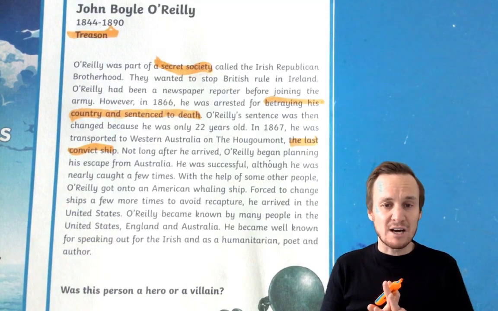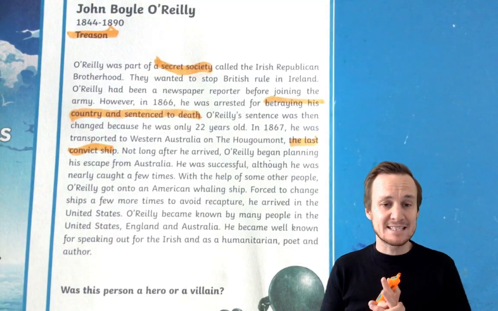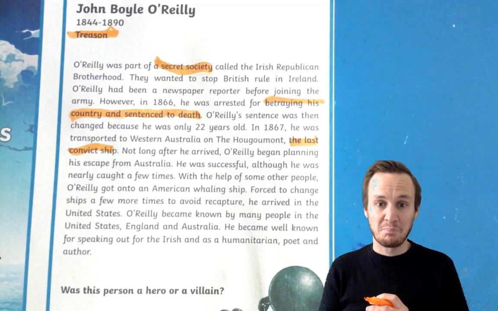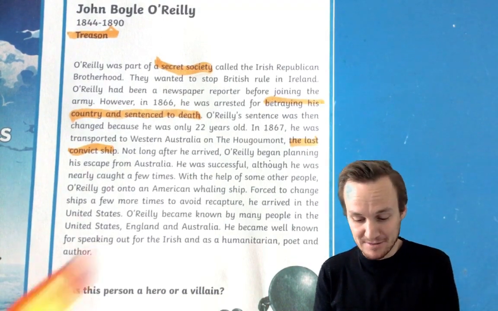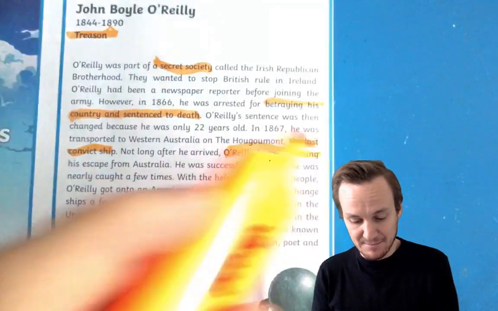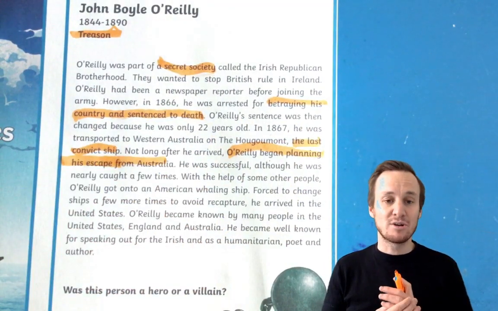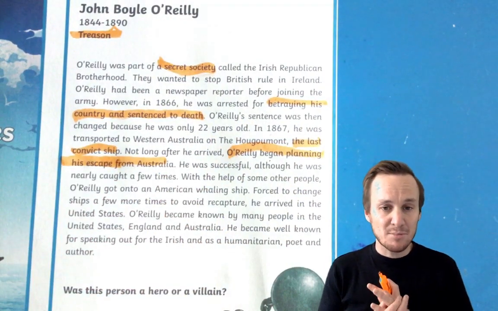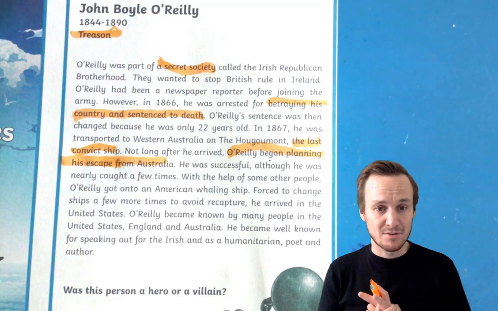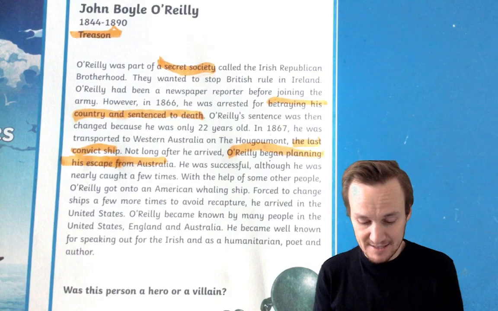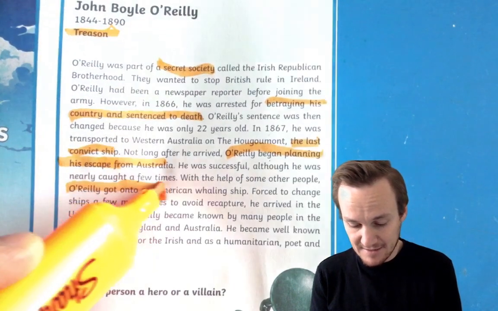Not long after he arrived, O'Reilly began planning his escape from Australia. I feel like that's going to be important. O'Reilly began planning his escape. He was successful, although he was nearly caught a few times. With the help of some people, O'Reilly got onto an American whaling ship. Wow, yeah, okay. That part. He got onto a whaling ship.